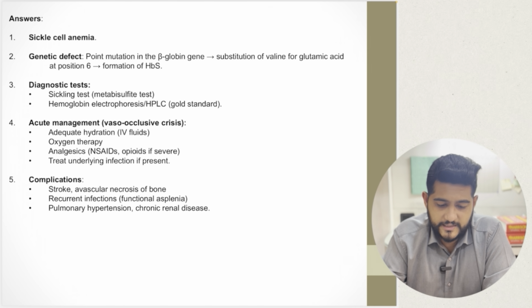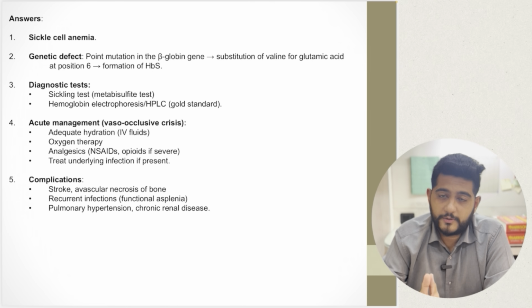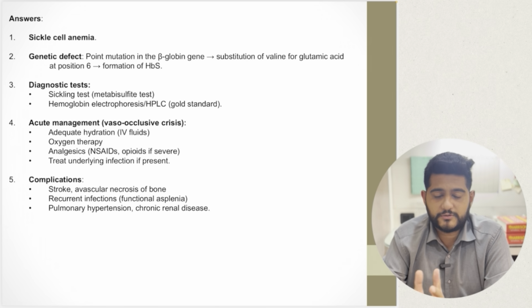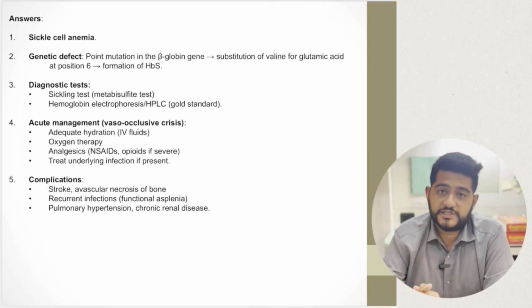Acute management, that is a crisis, you have to give adequate hydration, which is the most important step. You can give oxygen, analgesics, and you have to treat the underlying infection if present. Complications can be stroke, avascular necrosis of the bone, recurrent infection, pulmonary hypertension is an important complication, and chronic renal disease. So these are the important things which you should know about sickle cell anemia. It's very important. You can even be given a question on beta thalassemia, and similar questions can be asked around it about chelation therapy and so on.